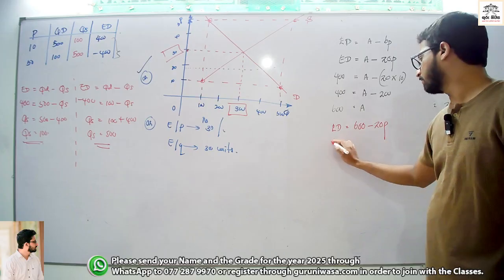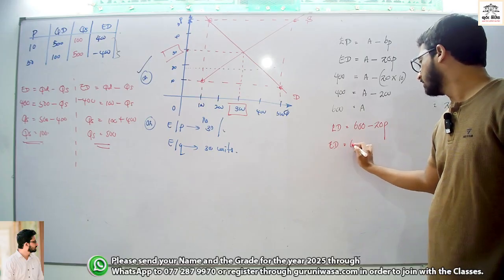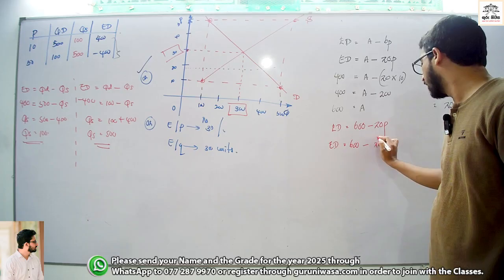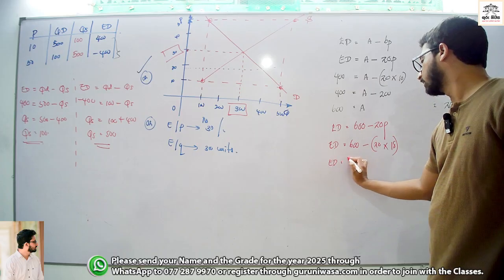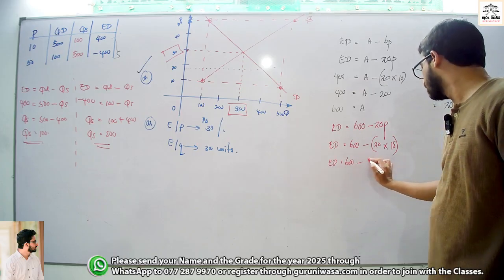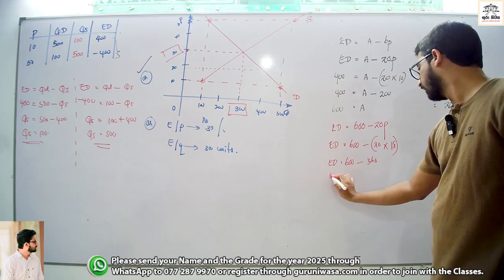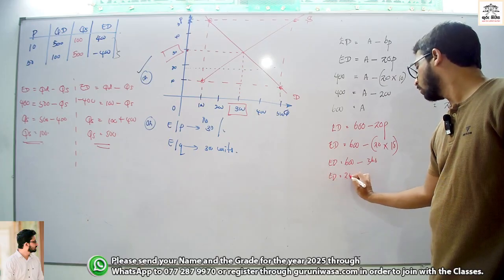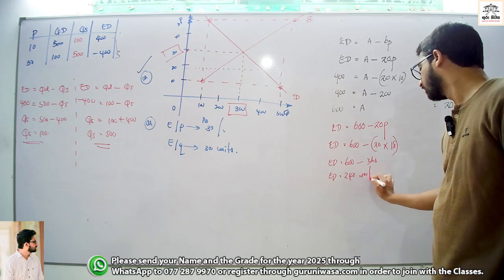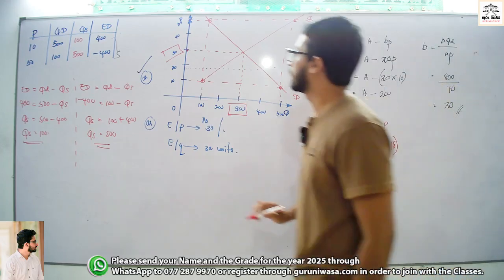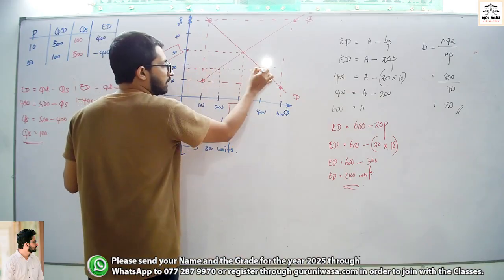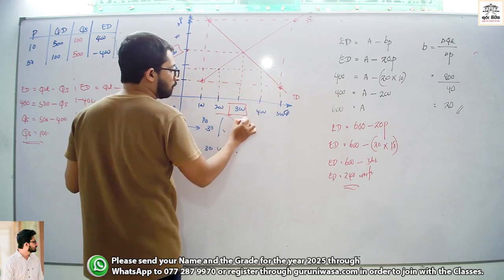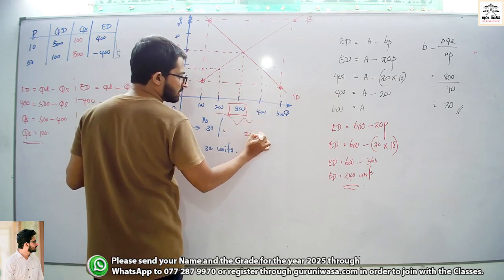Now you are asked to calculate excess demand at price 18. Now you can substitute price 18. ED equals 600 minus 20 times price 18. Excess demand equals 600 minus 360. Excess demand equals 240 units. At price 18, there is an excess demand of 240 units.